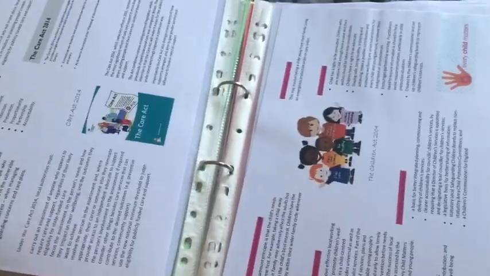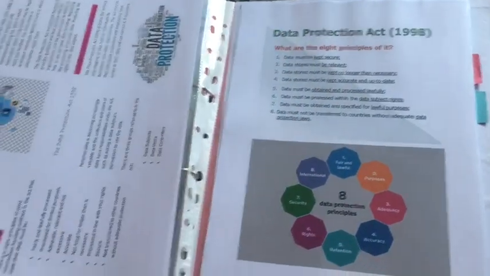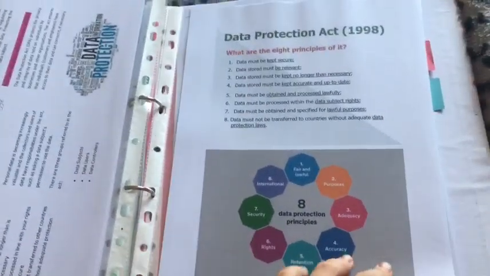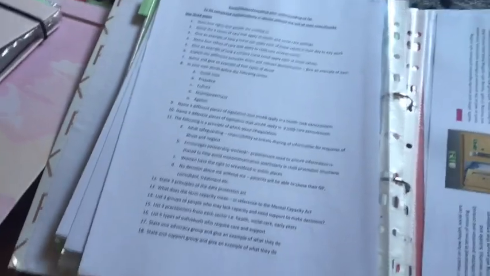So there's the Care Act, the Health and Social Care Act, the Children Act, the Equality Act, the Mental Health Act, the Mental Capacity Act, and the Data Protection Act. This is all part of Unit 3. And then that's a test that we did a couple of weeks ago, but I just put it in my folder so I can redo the questions at a later date.